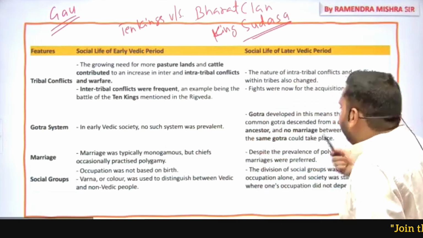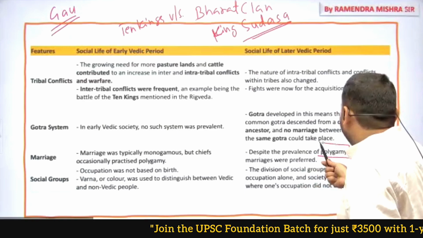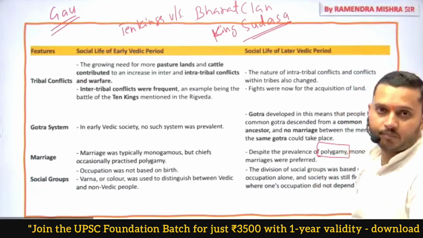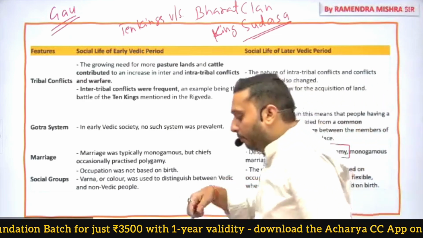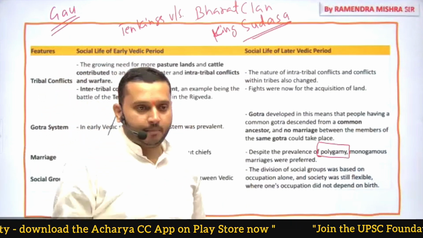But in the later Vedic period, polygamy became more common. People married more than one woman.